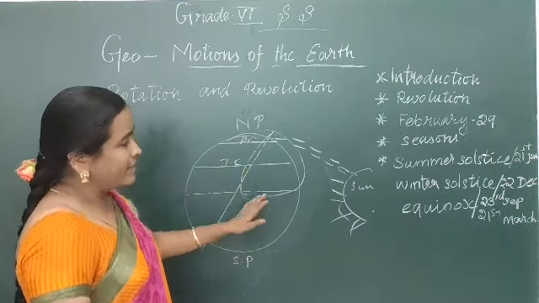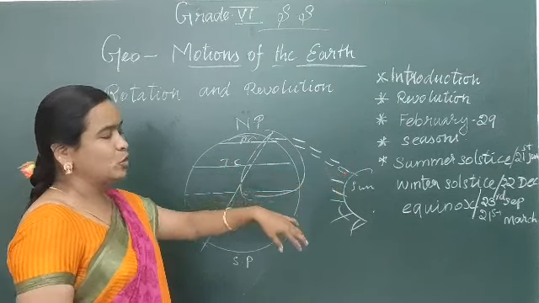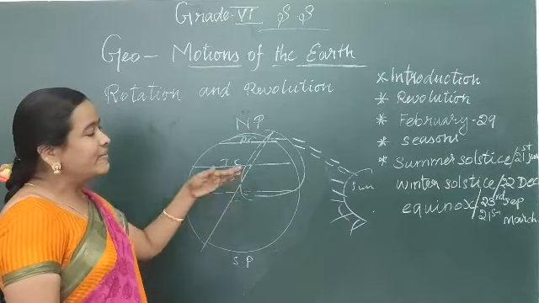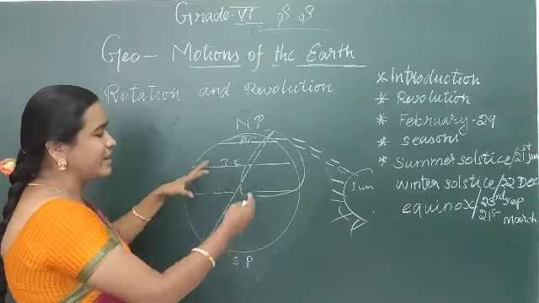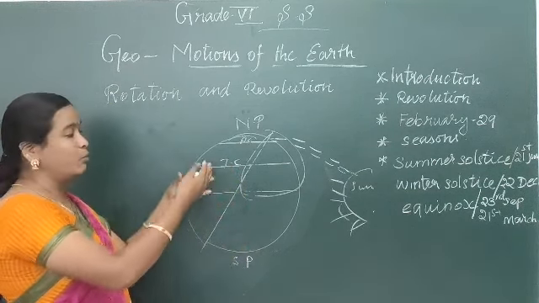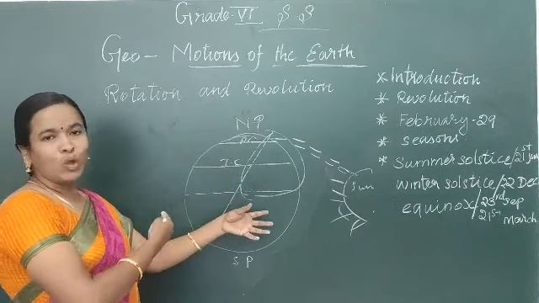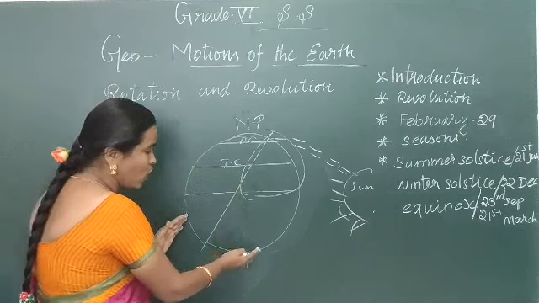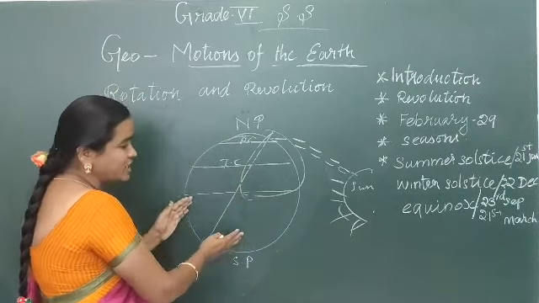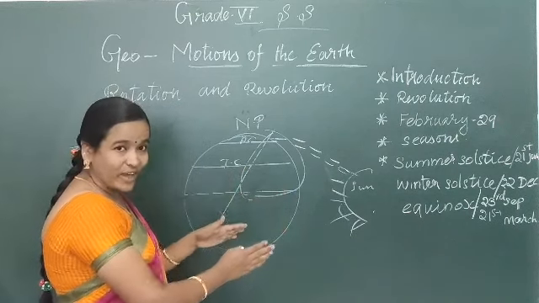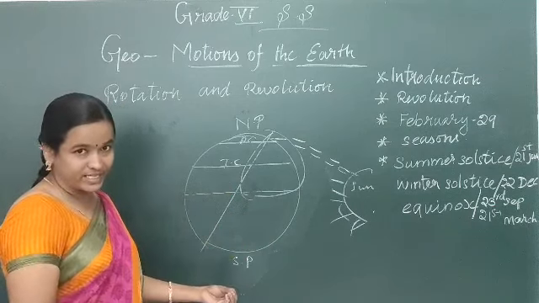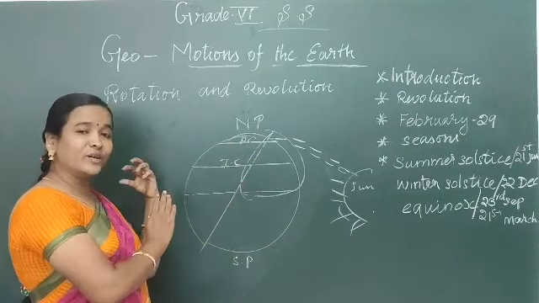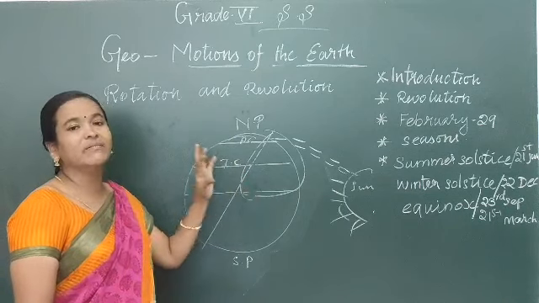Next, 22 December. What happens? Winter. 22 December is the winter solstice. Winter solstice in the sense that the portion of the Earth which moves away from the sun, and the portion which goes closer to the sun. The portion moving closer to the sun will receive more light from the sun, so that remains the summer season. The portion which moves away from the sun will experience the winter season.